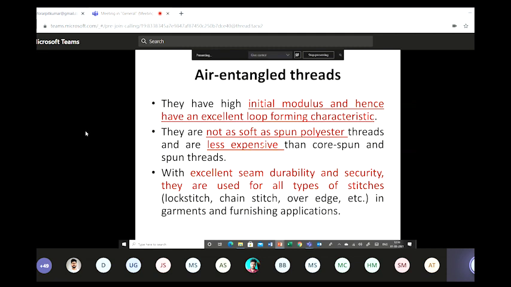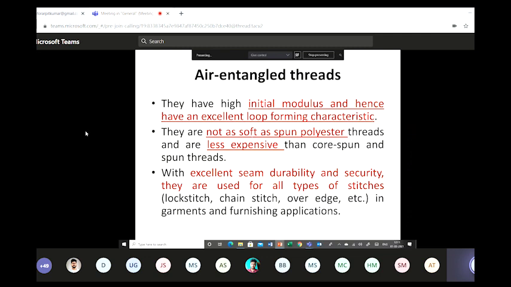They are also less expensive than the spun threads, because for spun threads you have to start opening the staple fibers in the blow room, card, then drafting, then finally ring spinning. So the number of processes is very large and it is a very lengthy process. So the cost is very high. In this case, what happened? The starting material is the filament yarn.